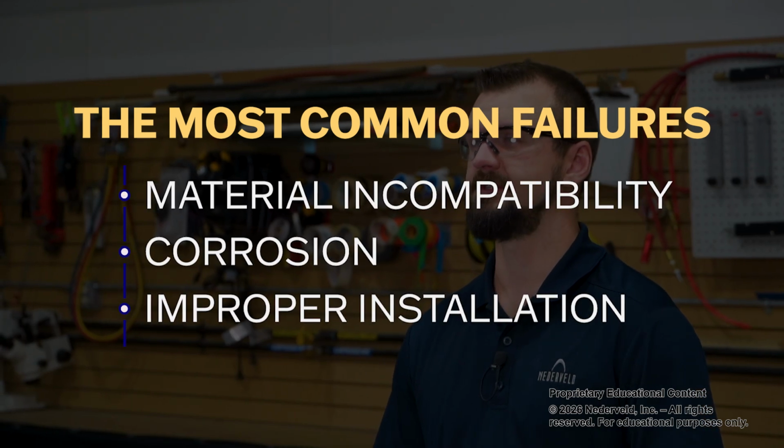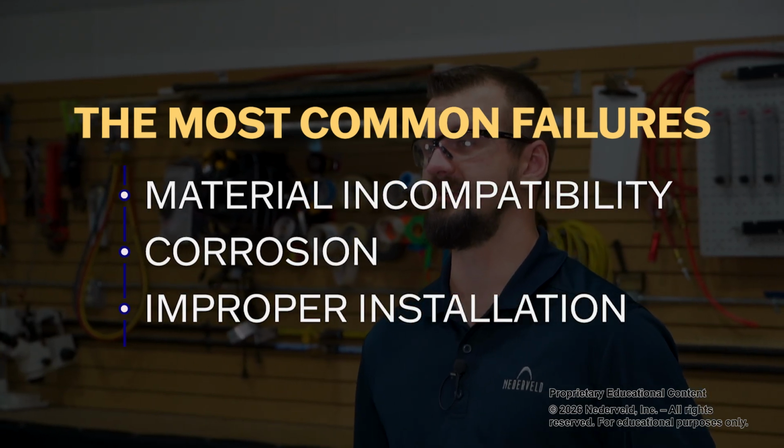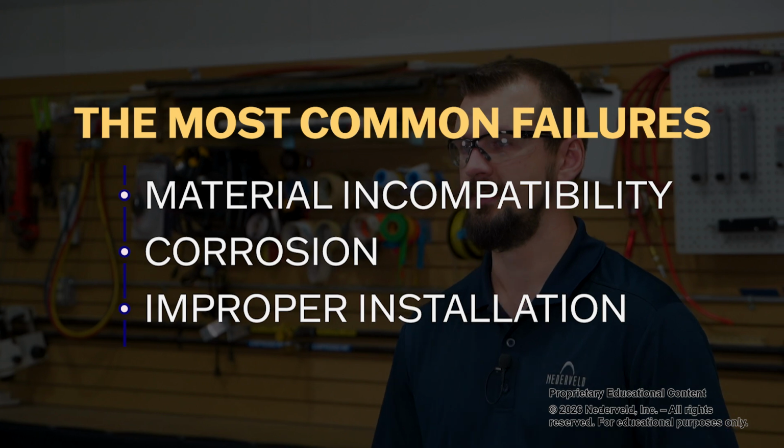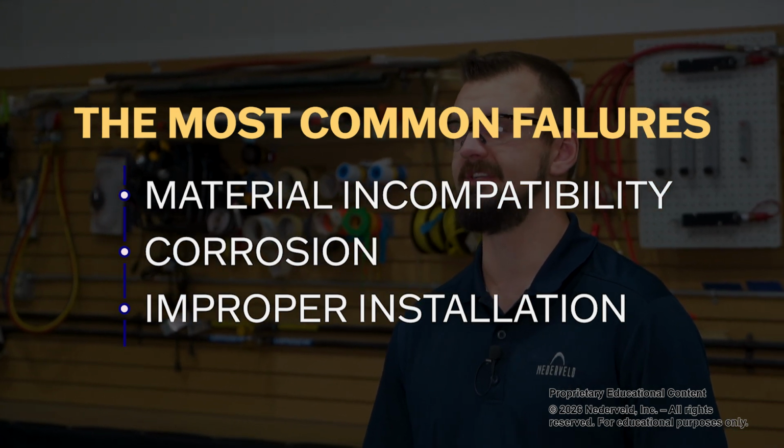Fittings collected into evidence should not be unthreaded or tampered with, but rather removed by cutting through the sections of plumbing on either side of the fitting. Orientation of the piping should also be documented. The most common failures of steel and cast iron fittings are material incompatibility, corrosion, and improper installation.